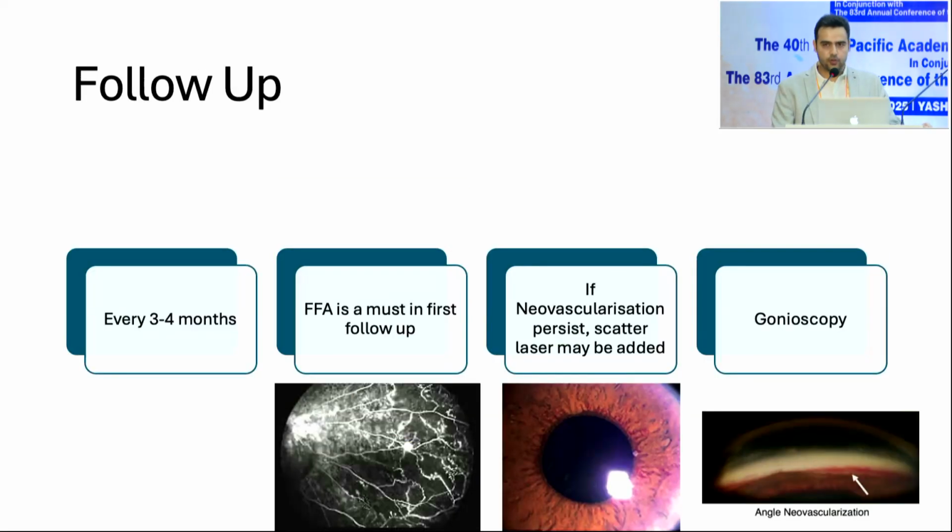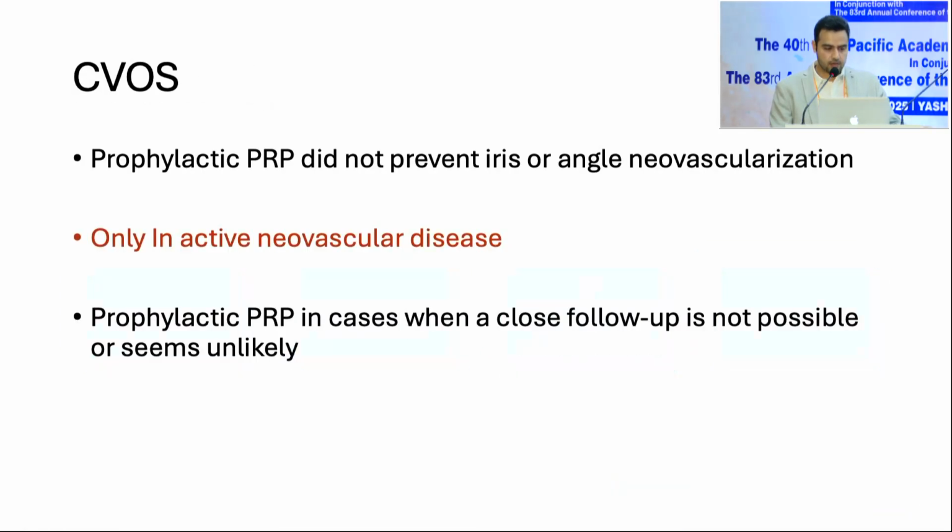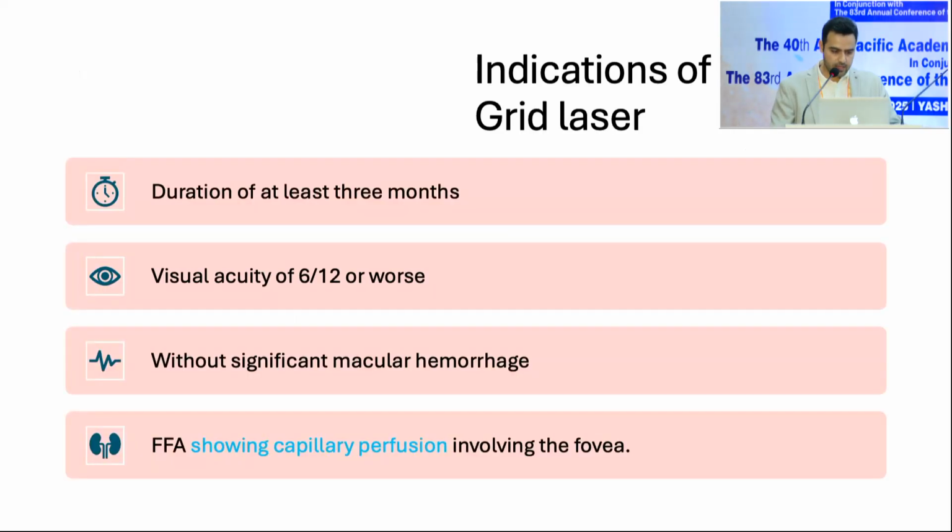So the follow-up should usually be every 3 to 4 months in these cases, and as we've already talked about, after 3 months, usually a fluorescein angiography is a must. And if neovascularization persists, then scatter laser may be added. Another thing which is very important is to do a good gonioscopy every 3 to 4 months to look for subtle signs of neovascularization. Again, DRS said that prophylactic early PRP did not prevent any neovascularization. So only in active neovascular disease did they suggest lasering, unless the patient is not able to come for follow-up and you know the patient is not very compliant.